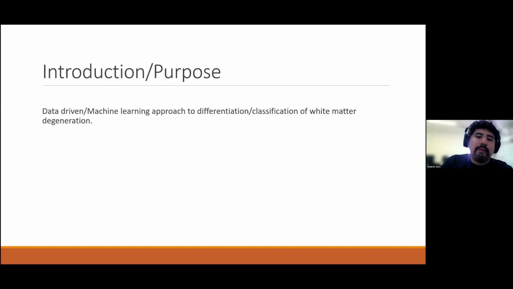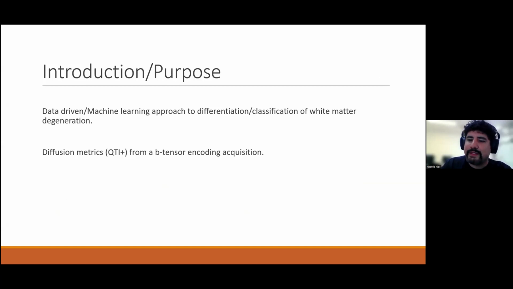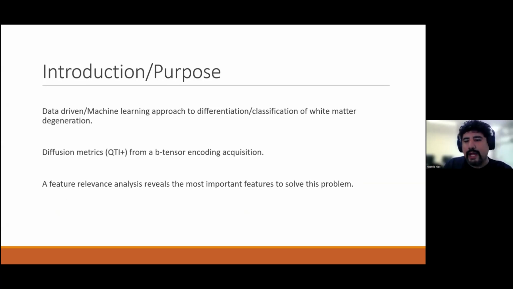In this work, we use a data-driven approach with a machine learning algorithm to solve a classification problem that aims to differentiate histopathological tissue on a model of white matter degeneration. We solve this using diffusion metrics extracted from a b-tensor encoding acquisition, and then we ask the algorithm which metrics were the most significant features to solve this problem.